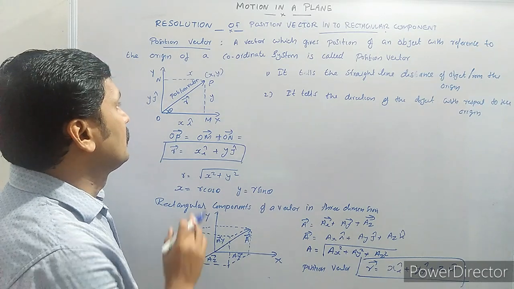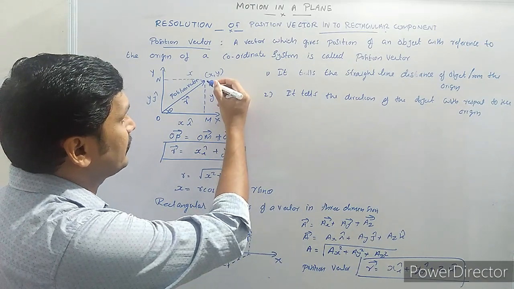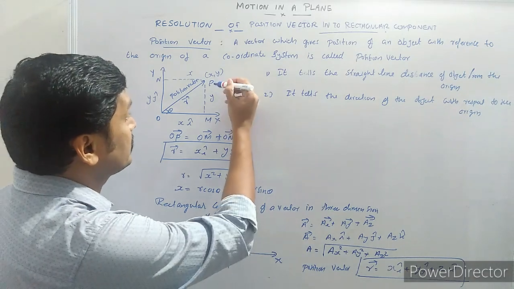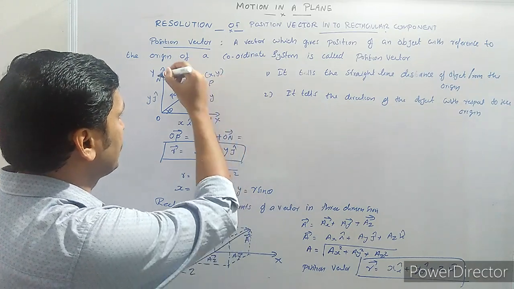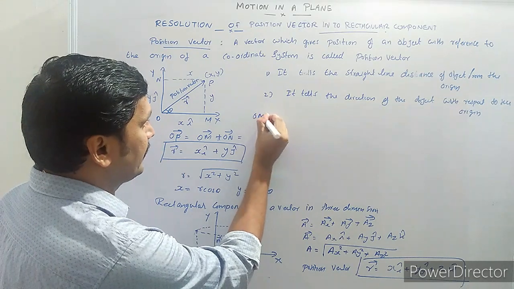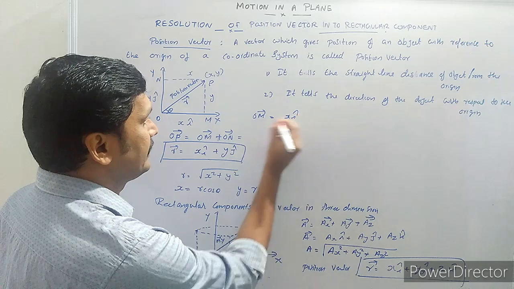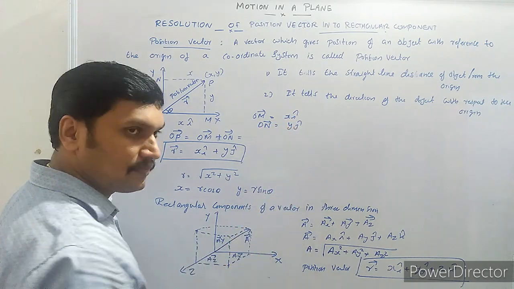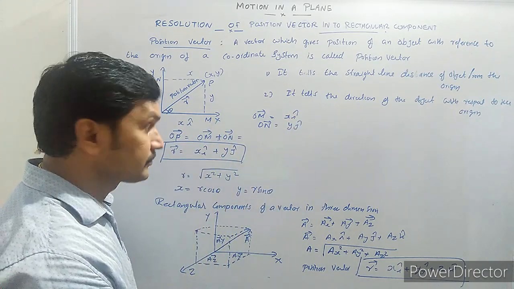Okay, now we can write this position vector as, if you are resolving this position vector r into rectangular components, for that first draw PM, which is perpendicular to the x axis, and PN perpendicular to the y axis. Let us say vector OM is equal to vector xi, and vector ON is equal to vector yj. Vectors xi and yj are perpendicular to each other.